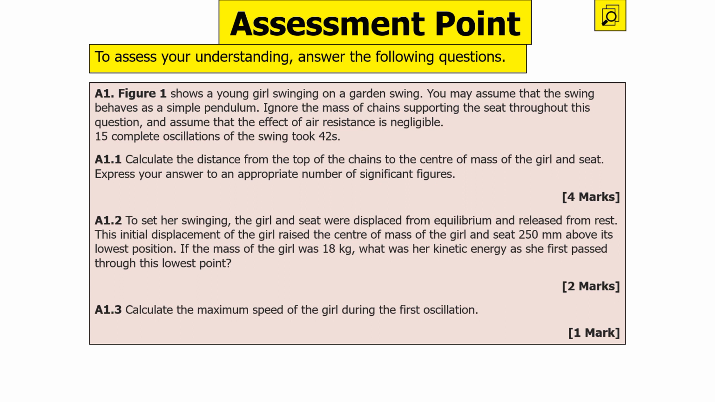To set her swinging, the girl in the seat is displaced from equilibrium and released from rest. The initial displacement of the girl raised the centre of mass of the girl and seat 250 millimeters above its lowest position. If the mass of the girl was 18 kilograms, what was her kinetic energy as she first passed through this lowest point? And then calculate the maximum speed of this girl during the first oscillation. So pause the video now, then unpause the video when you want to go through your answer.